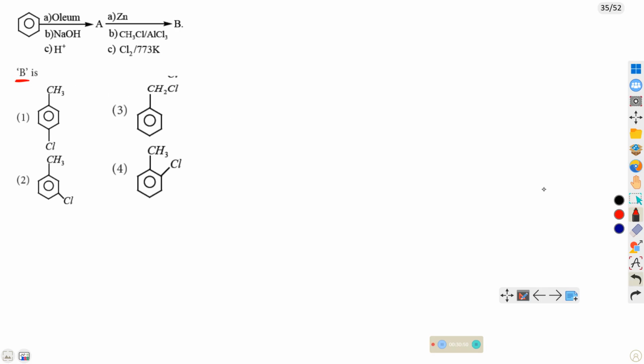Identify B in the above reaction. First of all, benzene reacts with oleum. Sulfonation process takes place and it gives benzene sulfonic acid. Now benzene sulfonic acid reacts with the NaOH.